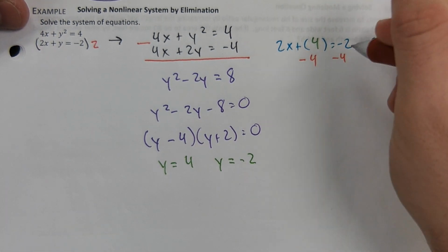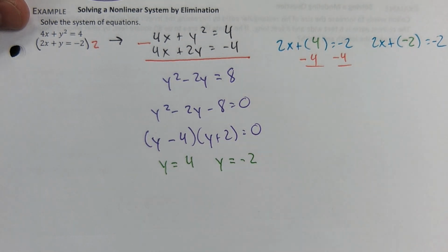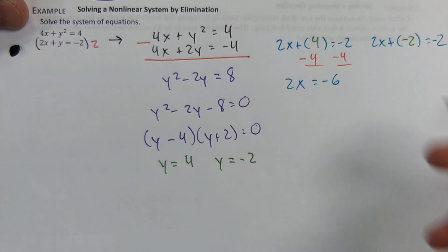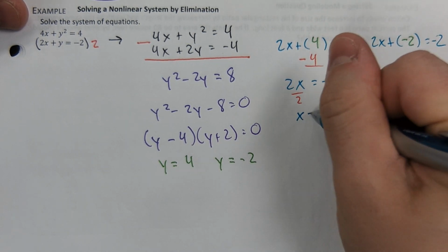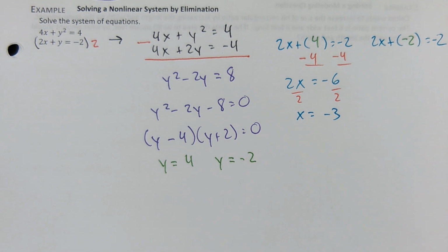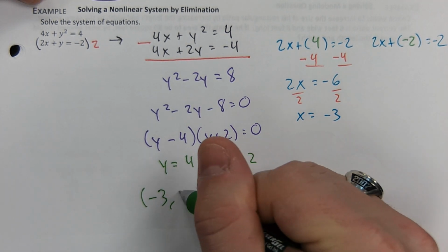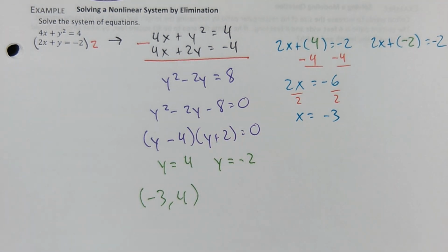Let's subtract a 4 from both sides. Gets me 2x equals negative 6. Dividing by 2 shows me that x equals negative 3 when y is 4. So one of our solutions is negative 3 comma 4. Remember, x always gets written first.